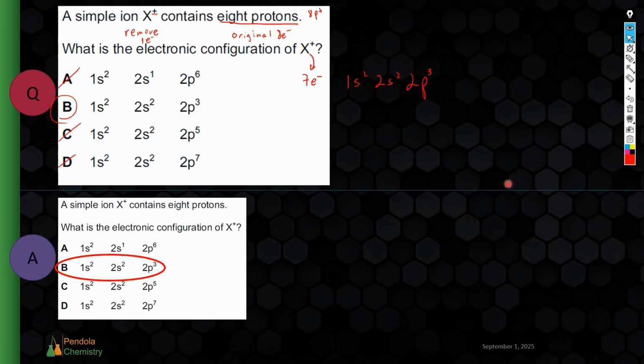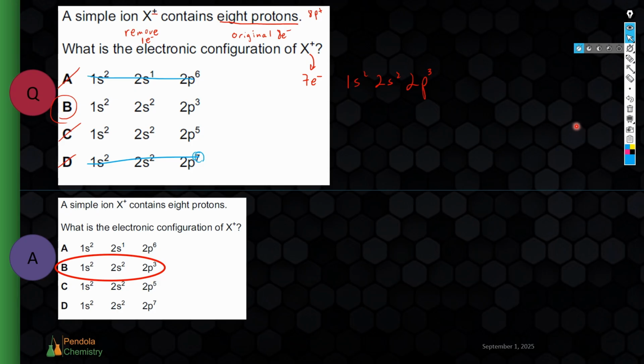We could also have right away eliminated A, because even without knowing that it needs 7 electrons, A has 1s2, 2s1, 2p6, so that is wrong because this 2s needs to be fully filled before moving to 2p6. We could have eliminated D without even looking at the number of electrons, because D has 2p7 and this p sublevel cannot hold 7 electrons. So even by just looking at the rules of electron configuration, we could have narrowed this down between B and C. But by using critical thinking and realizing that this has to have 7 electrons, we know that the only possible answer is B.